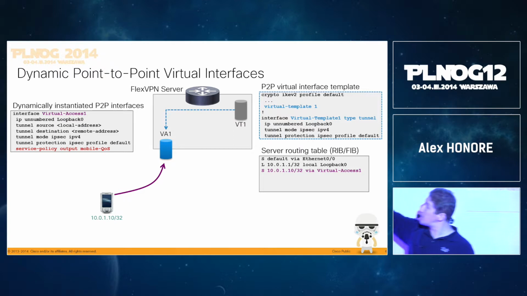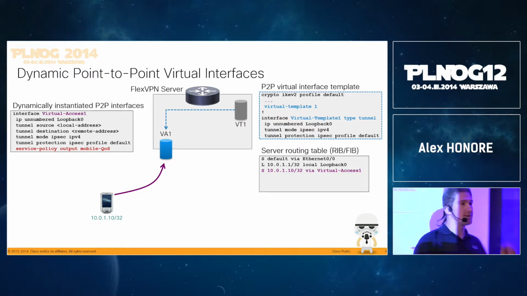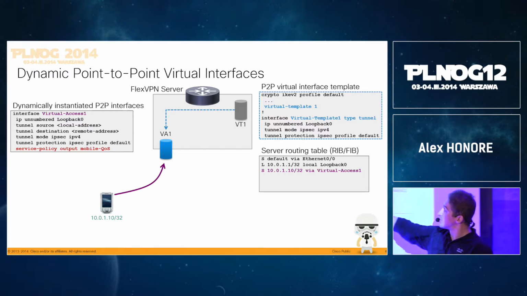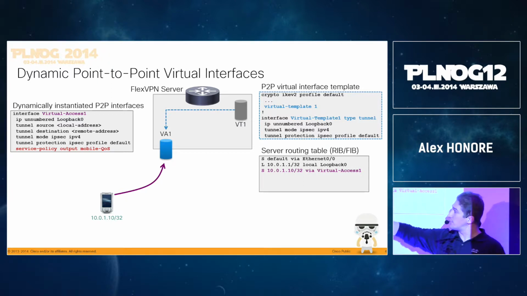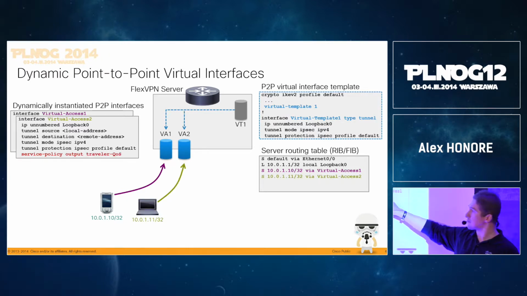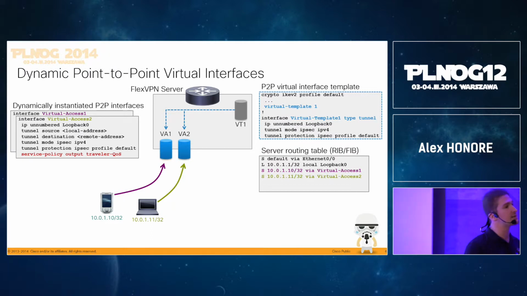I can add something like a service policy. I can now add specific statements, specific features on that interface for that specific client. I have a dedicated interface, I have a dedicated place in my config, in my router, to place the feature information. And I decide to send traffic to my client by routing it to the virtual access. So this instantiated interface is my exit point for my clear text traffic towards my VPN client.